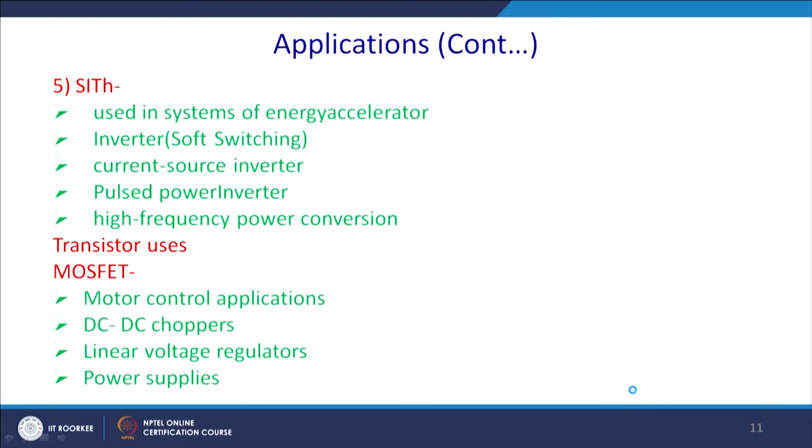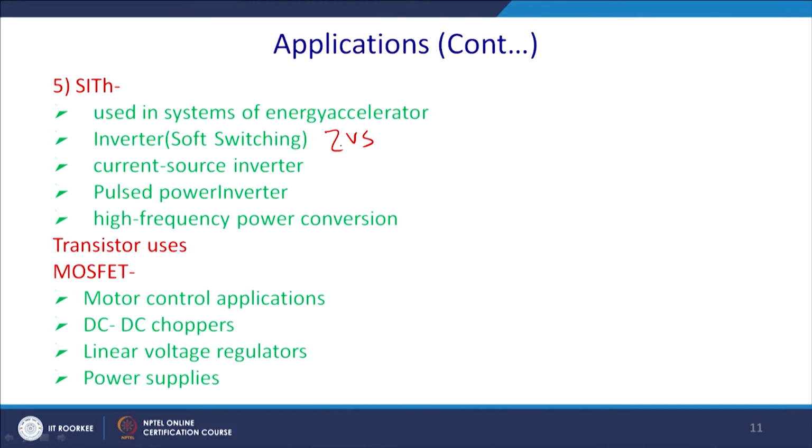In the same way, SITH we have discussed already, used for the system of energy accelerators. So, an inverter with soft switching, that is, we can make the switching losses low or 0, is called soft switching. That can be ZVS or ZCS. That means ZVS is zero voltage switching and ZCS is zero current switching. That can be easily achieved by this SIT, and it is one of the members that finds very good application for the current source inverter.